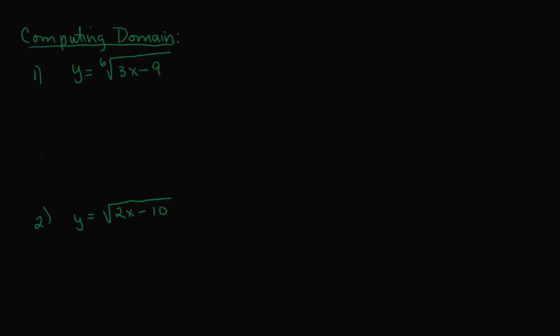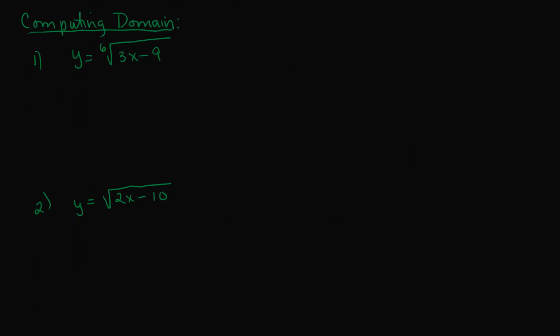Okay, so let's revisit the idea of computing domains. The first of the 2 examples that we're going to look at here is y equals the 6th root of 3x minus 9. Now remember, if you have an even root, this means that the discriminant must be greater than or equal to 0.